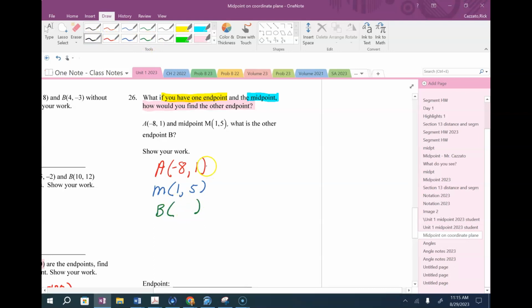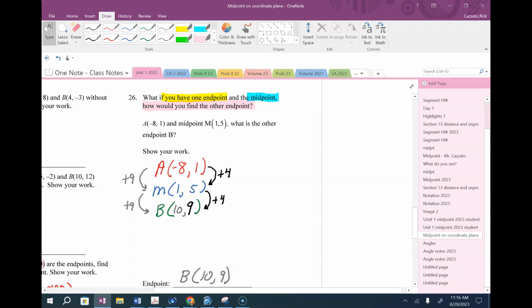So in class, we talked about, well, how do you go from 1 to 5? You add 4. And if it's the midpoint, then to get the y value for B, you would add another 4. So 5 plus 4 is 9. Then if you look at the x, from -8 to 1, you're adding 9. So then you need to add another 9. So if you say 1 plus 9, you will get 10. So the endpoint is 10, 9.